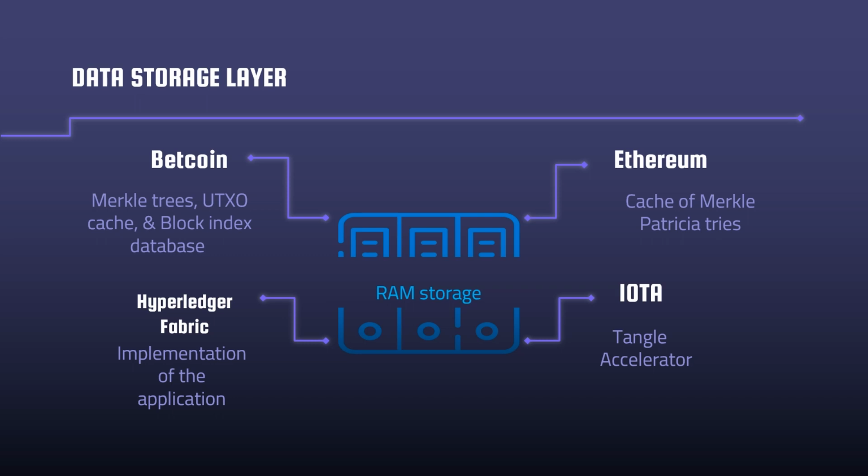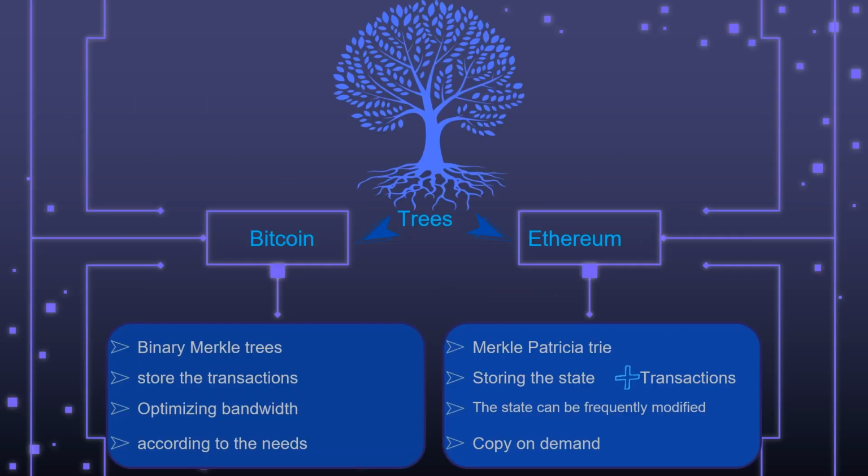We mentioned three critical data structures maintained in Bitcoin memory: Merkle tree, UTXO cache, and block index database. Ethereum uses a cache of Merkle Patricia trees, while IOTA incorporates a Tangle accelerator. The three are used in different ways by both Bitcoin and Ethereum. Bitcoin utilizes binary Merkle trees and dynamically generates Merkle trees in memory as needed. These trees are instrumental in optimizing bandwidth consumption during transaction verification.